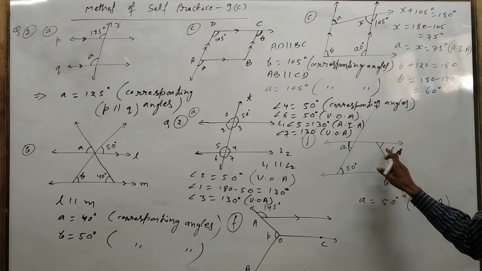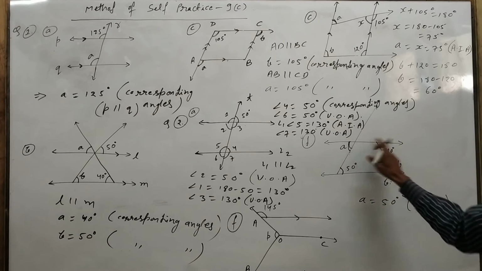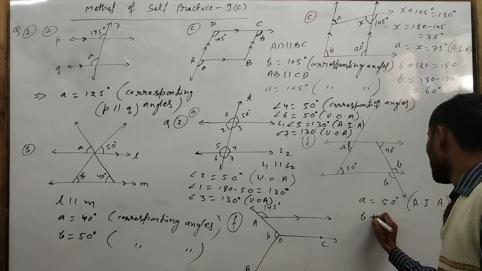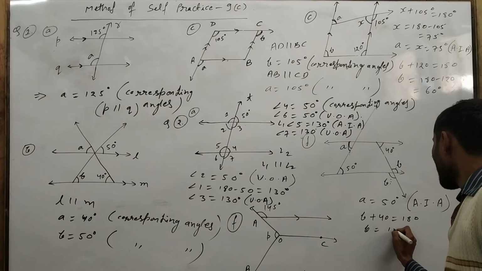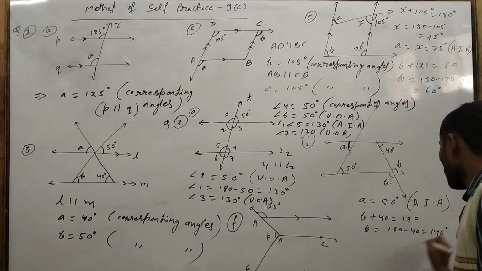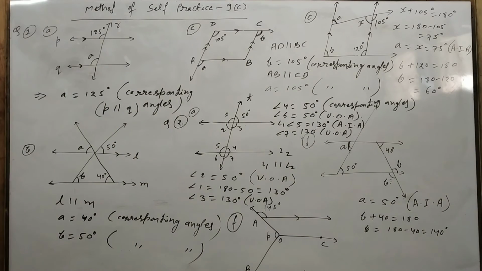Now just use here the sum of co-interior angles, because both form co-interior angles. This one is a parallel line and this one is a transversal line. So B plus 40 is equal to 180. Now we will find B is equal to 180 minus 40. It will come 140 degrees. So the B value is equal to 140 degrees. This is the final answer of the D part.